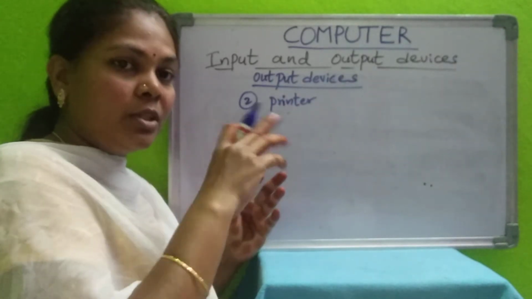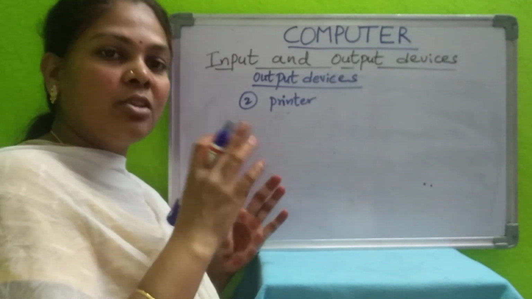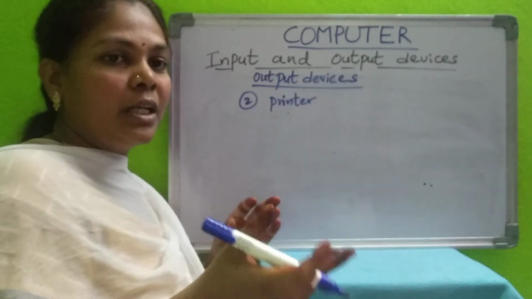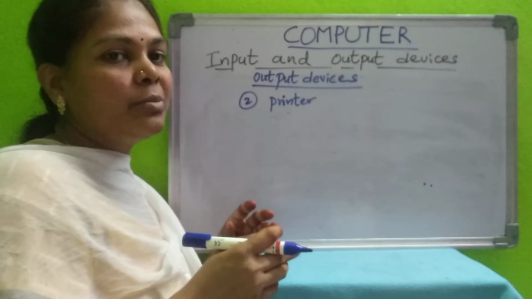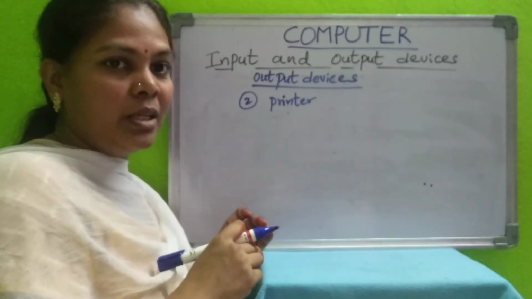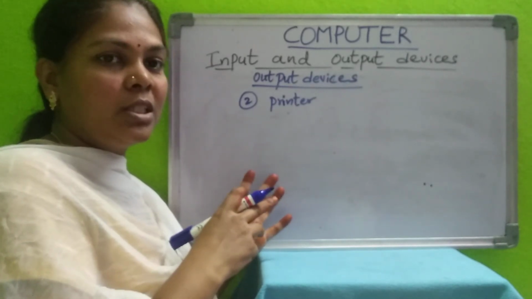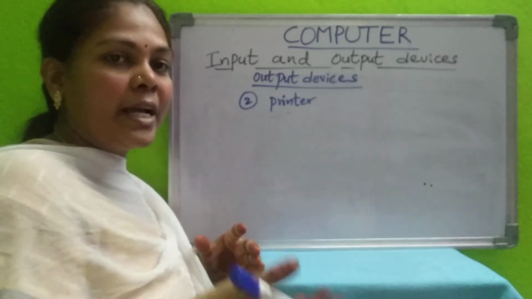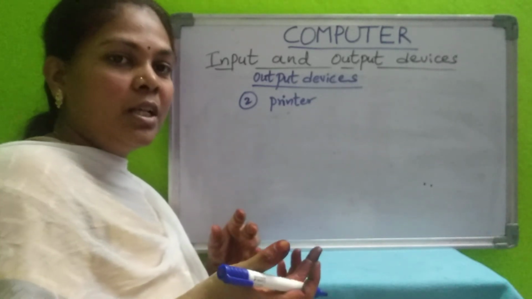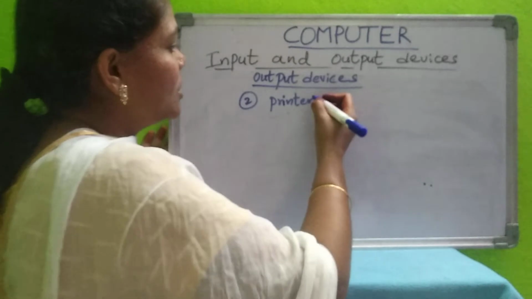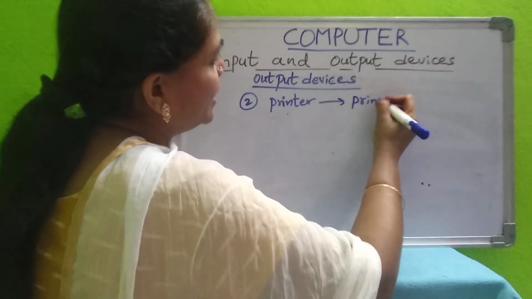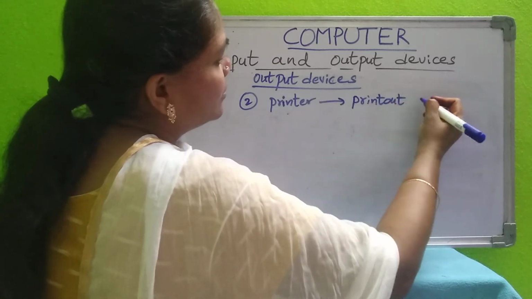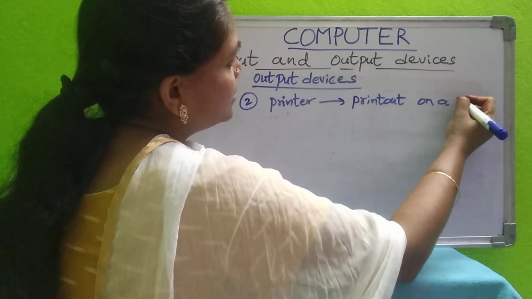Whatever you type, whatever you see in the system, is called a soft copy. Whatever you take as a printout on a sheet of paper is called a hard copy. Okay, soft copy is whatever you see in the system, and hard copy is whatever you take as a printout. So in this printer, what can we do? We can take the printout on a sheet of paper.